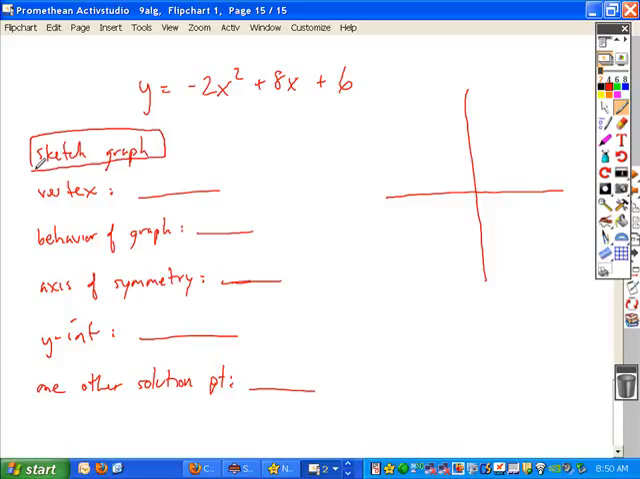You should label the axis of symmetry. You should label the y-intercept. And you should label one other solution point that lies on the graph.